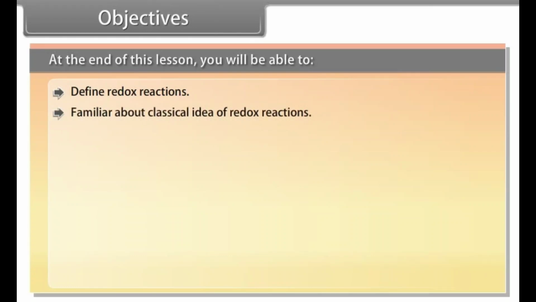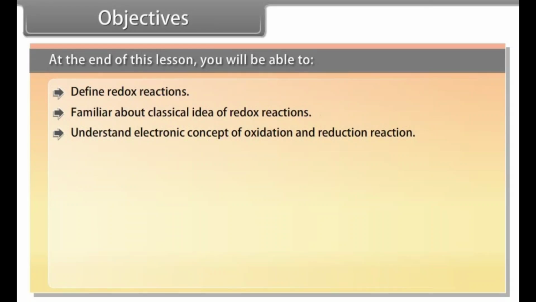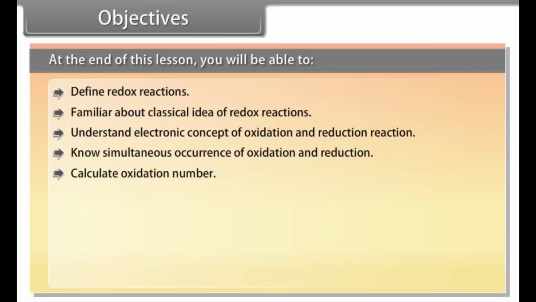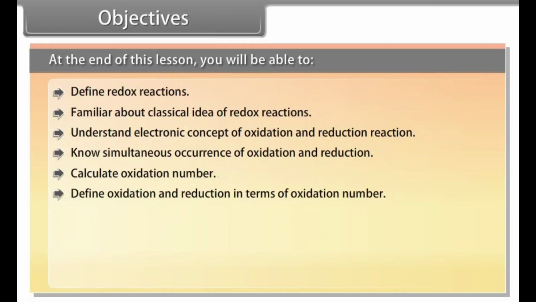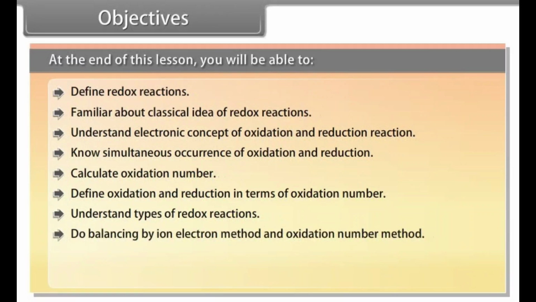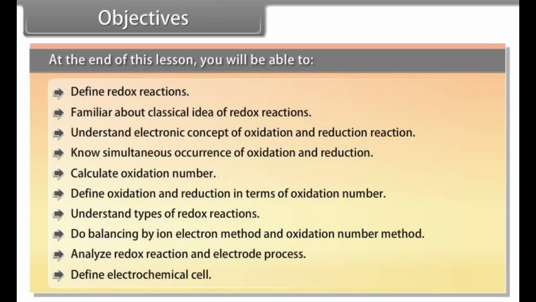At the end of this lesson, you will be able to define redox reactions, become familiar with the classical idea of redox reactions, understand the electronic concept of oxidation and reduction reactions, know the simultaneous occurrence of oxidation and reduction, calculate oxidation number, define oxidation and reduction in terms of oxidation number, understand types of redox reactions, do balancing by the ion-electron method and the oxidation number method, analyze redox reactions and electrode processes, and define an electrochemical cell.